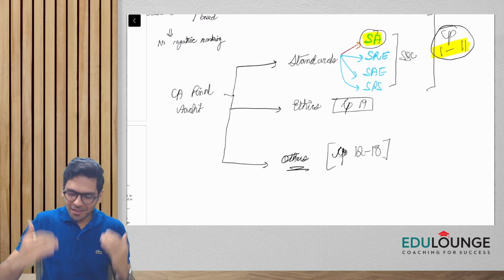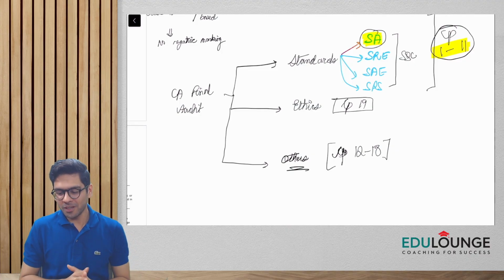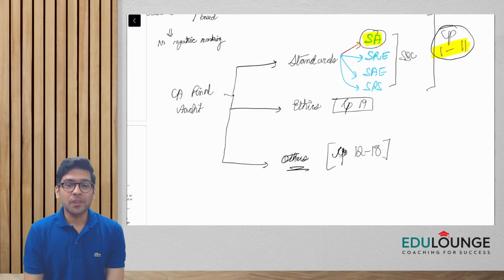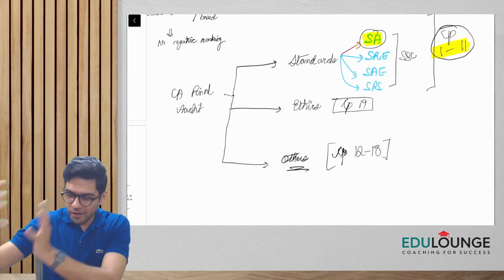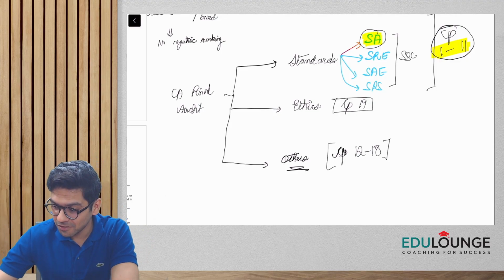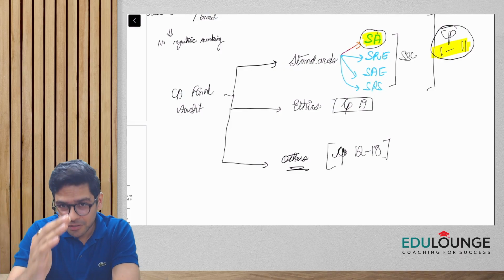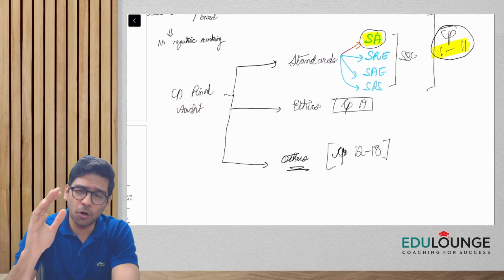Okay, and then we have the others part, wherein we are going to cover 7 more chapters. Fine. So how are we going to move along in our journey of the CA final audit subject? I shall be starting with the standards, guys. We'll focus on the basics.